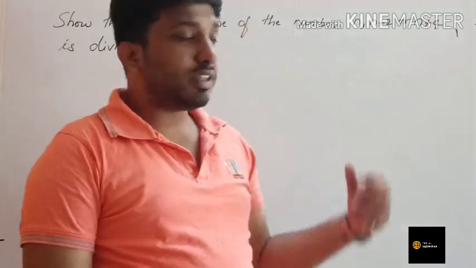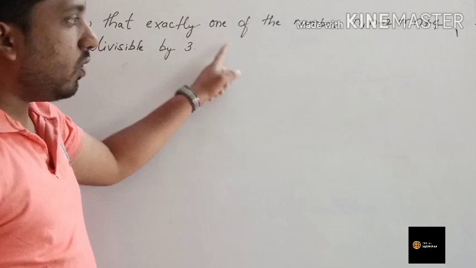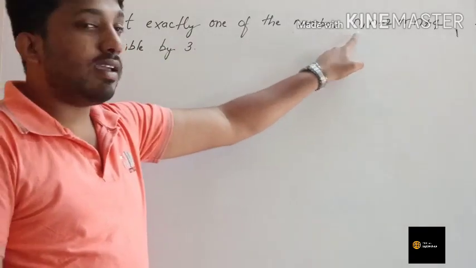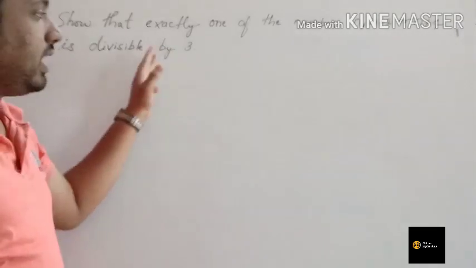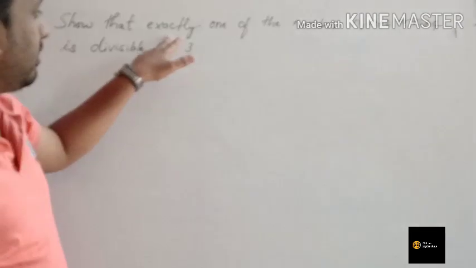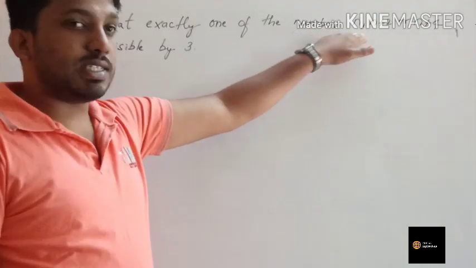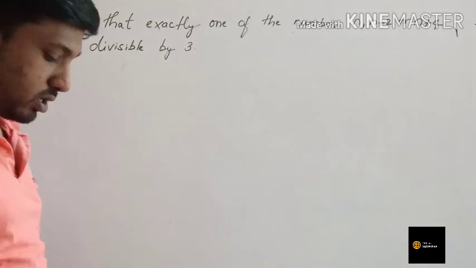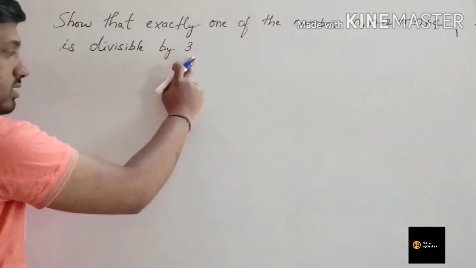Now we have another type of problem here, that is, show that exactly one of the numbers n, n plus 2 or n plus 4 is divisible by 3. So here they are stating that exactly one of the numbers is divisible. So we need to check many cases. Let's go for the solution. Here they have given divisible by 3, which means they are giving b as 3.